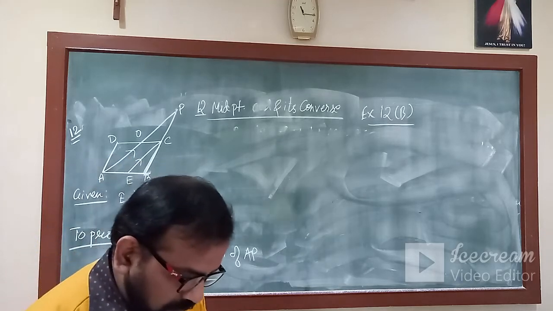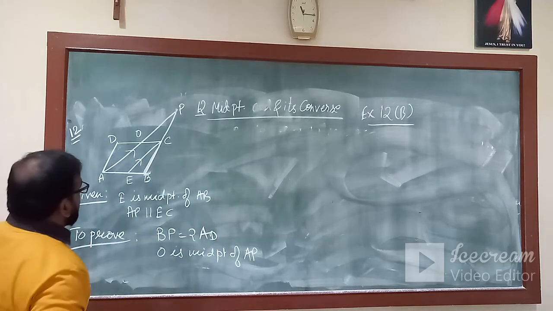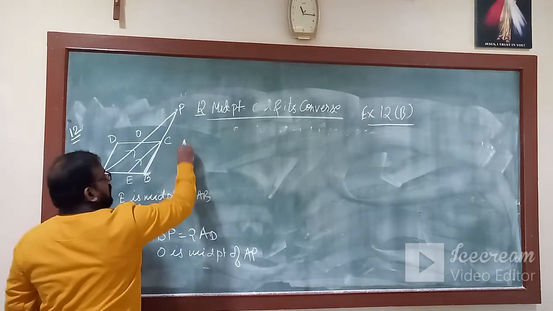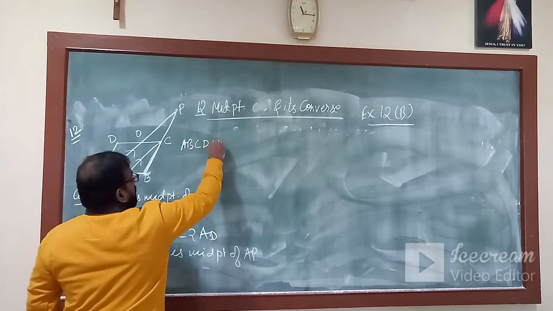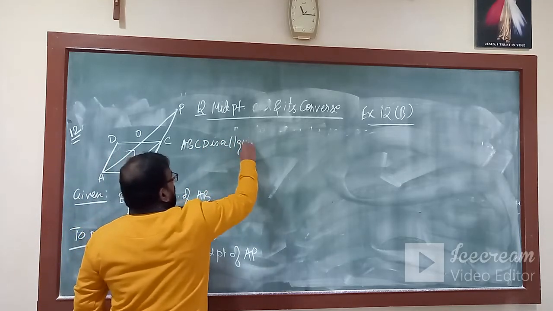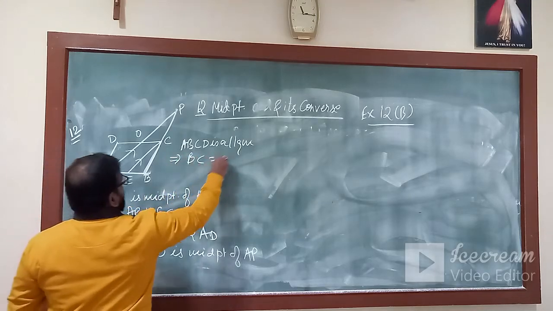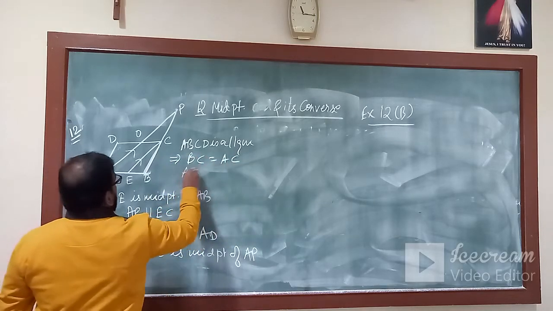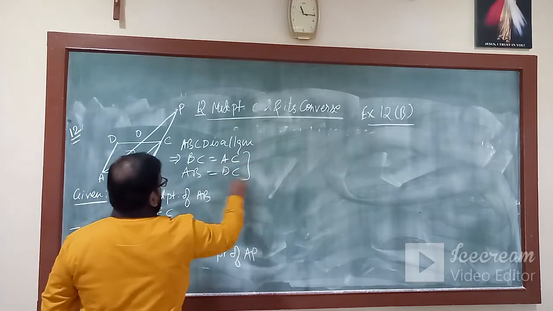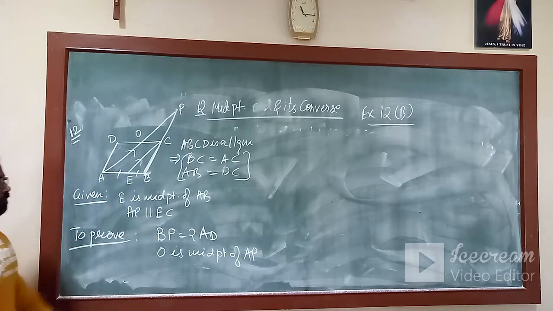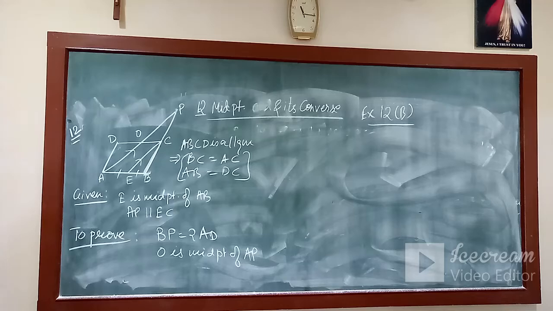Okay, so in this question number, let's see question number 12. So in this question it is given that ABCD is a parallelogram. So if ABCD is a parallelogram, that means BC will be equal to AD and AB will be equal to BC. Okay, this information we know. E is the midpoint of AB, so this part is equal to this part, and AP is parallel to EC. So we have to prove BP equal to twice AD.